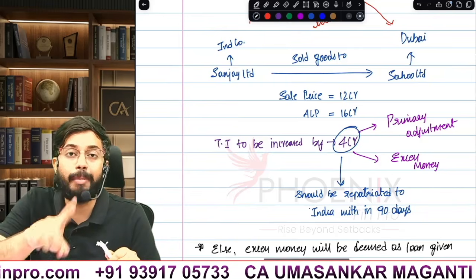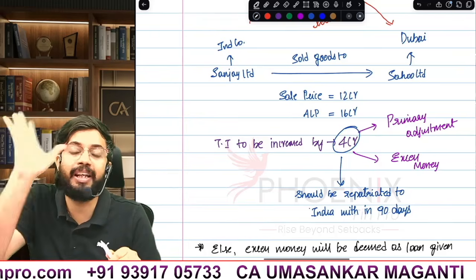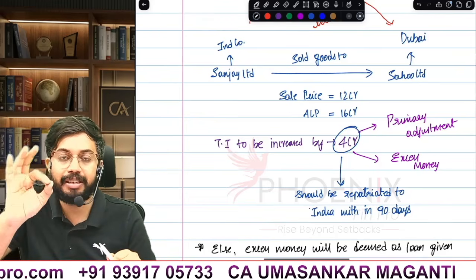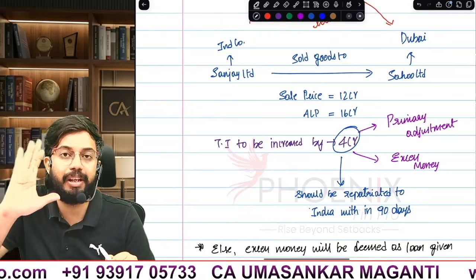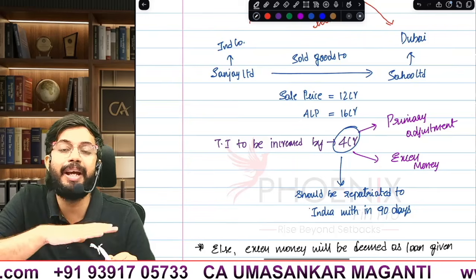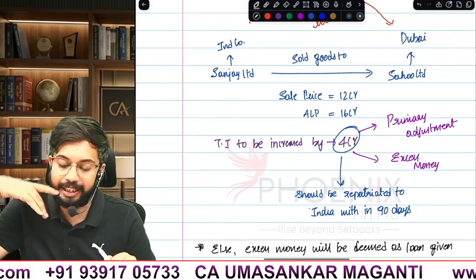Primary adjustment amount should be repatriated to India within 90 days. Otherwise, it will be deemed as loan given to associated enterprise, and every year interest income will be calculated, and such interest income will be added to total income of the SSC. Are you able to understand?